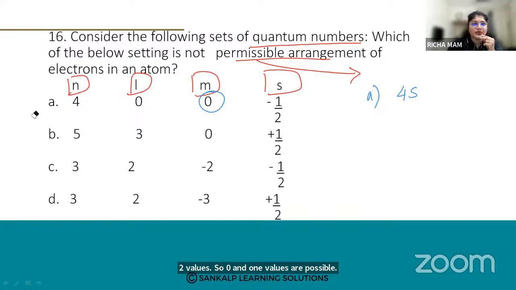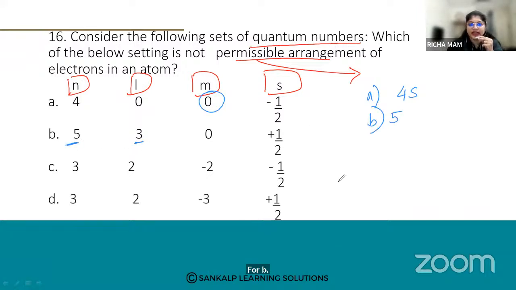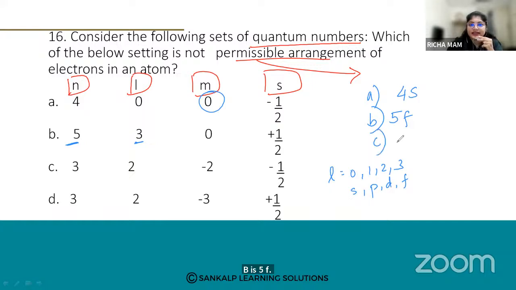So this is correct. Then the second one is B. For B, 5 is the main shell and 3 means L is equal to 0, 1, 2 and 3, so it is s, p, d and f. So it is 5f. B is 5f. Then C is 3 and 3d.